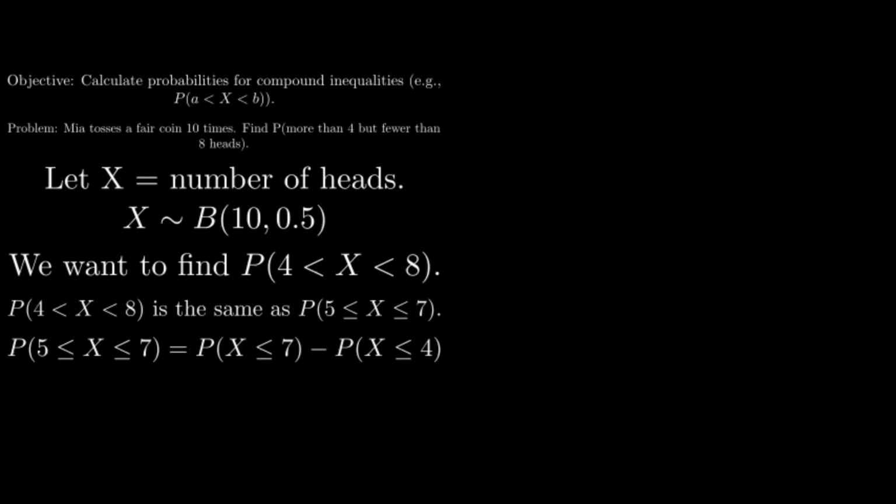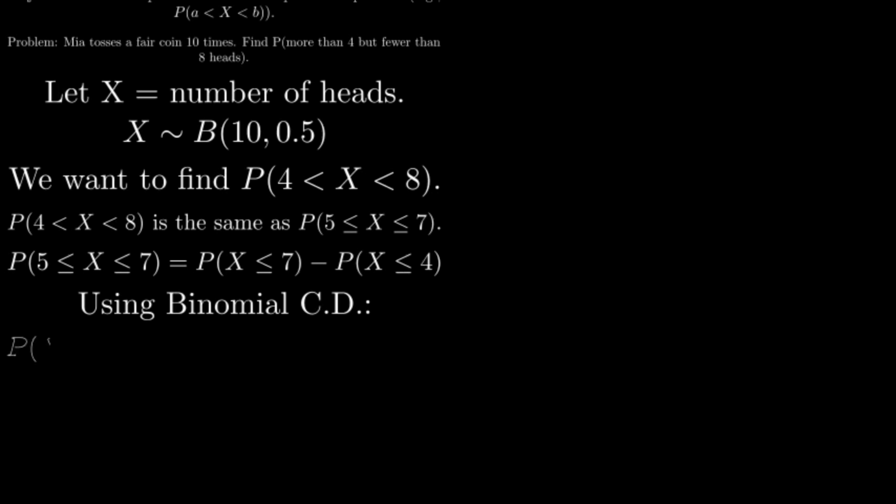So P(5 ≤ X ≤ 7) is equal to P(X ≤ 7) minus P(X ≤ 4). Notice we subtract P(X ≤ 4), not P(X ≤ 5). We want to include 5 in our final answer, so we must subtract the probabilities for 0, 1, 2, 3, and 4. Now we can use our calculator's binomial CDF function twice.